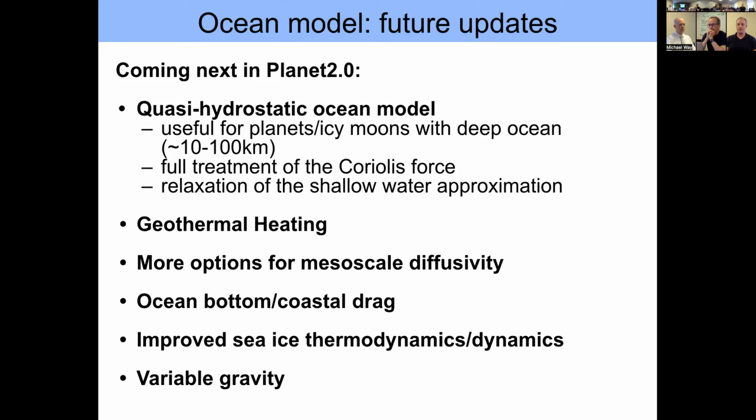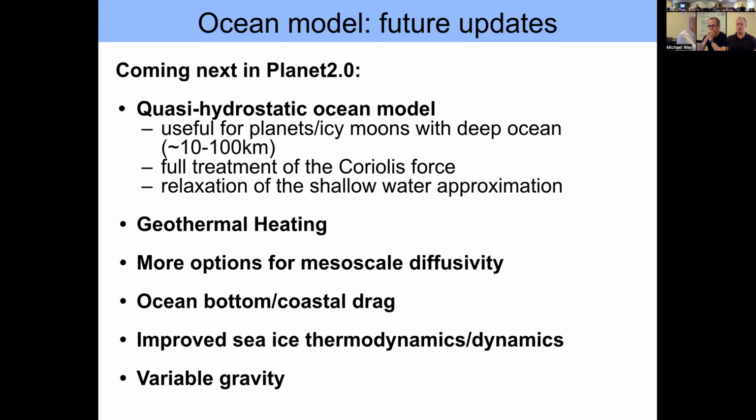So this quasi-hydrostatic version of the model comes with a full treatment of the Coriolis force, as well as a relaxation of the shallow water approximation. Something that's already available is geothermal heating. You can specify a map as a NetCDF file of the geothermal heating at the bottom of your ocean.